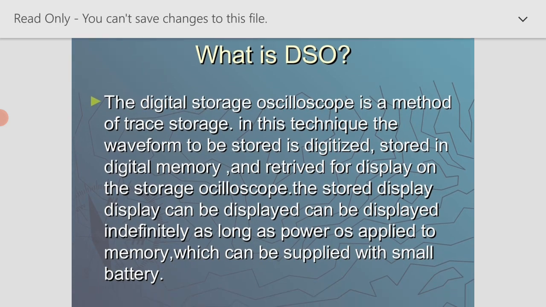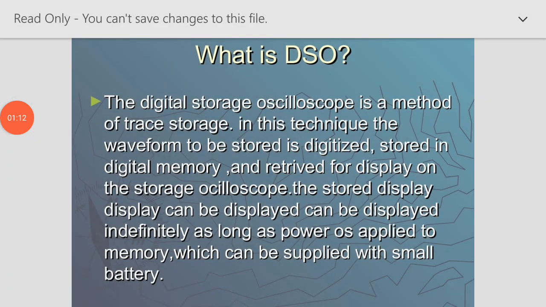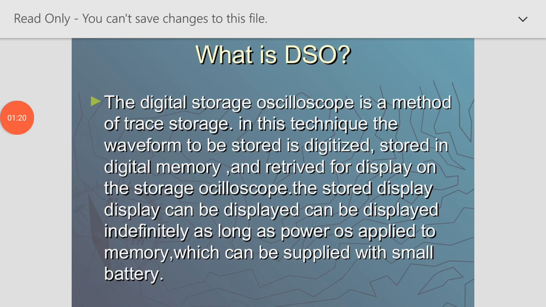Storage cathode ray tube is considerably more expensive than a conventional tube and requires additional power. The digital storage oscilloscope is a method of trace storage. In this technique, the waveform to be stored is digitized, stored in digital memory, and retrieved for display on the oscilloscope. The stored display can be displayed indefinitely as long as power is applied to memory, which can be supplied with a small battery.